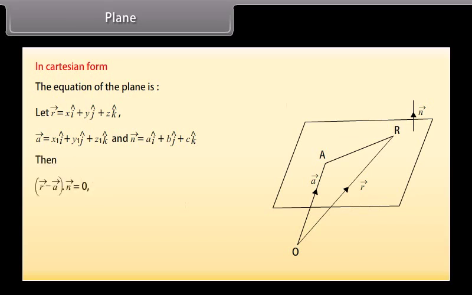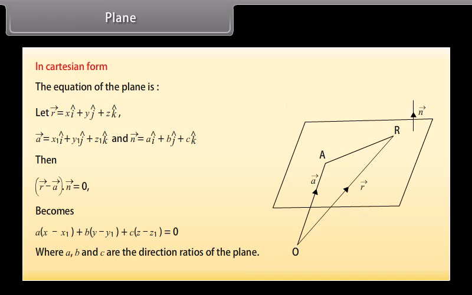Then the dot product of vector r minus vector a and vector n equals 0 becomes a into (x minus x1) plus b into (y minus y1) plus c into (z minus z1) equals 0, where a, b, and c are the direction ratios of the plane.